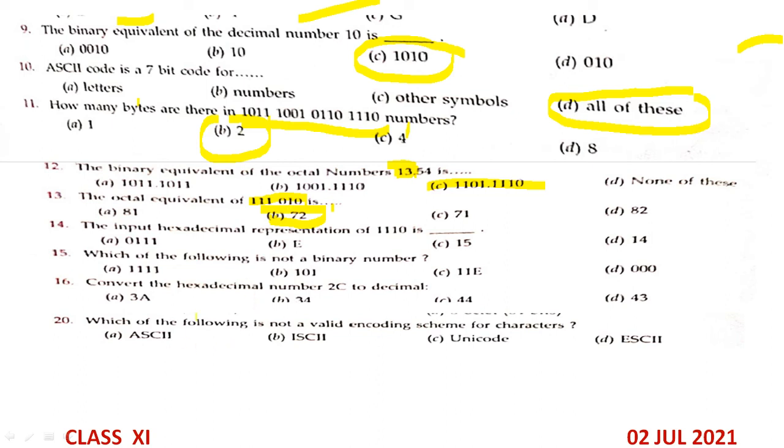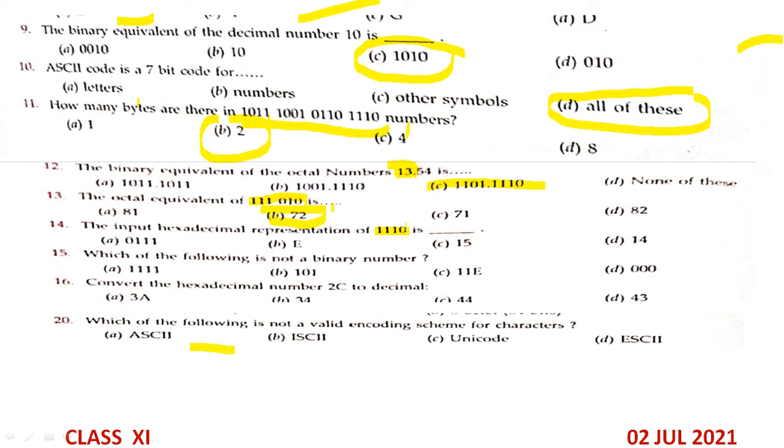The hexadecimal representation of 1110 is, now what is the value of this? If you convert 1110 here, what is the value? 0 plus 2 plus 4 plus 8. 8 plus 4, 12. 12 plus 2, 14. But 14, how is it represented?